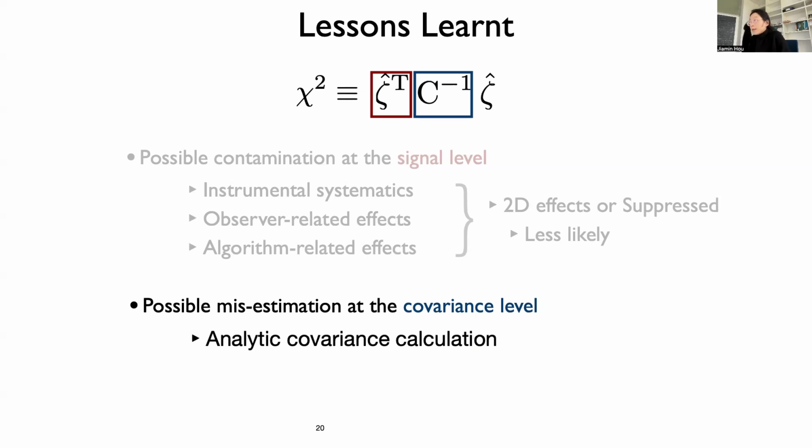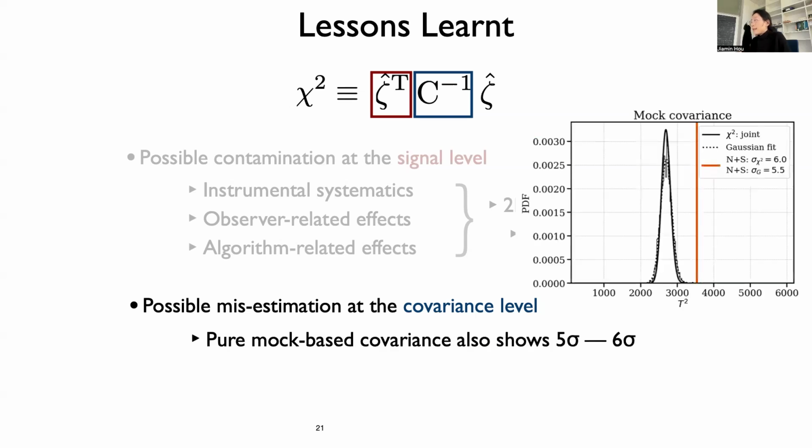And in fact, we also had a similar concern. Therefore, in our paper, we also presented results using a pure mock-based covariance matrix. So even with this alternative approach, we still observed a detection significance between 5 to 6 sigma, and it reassures the robustness of this measurement.